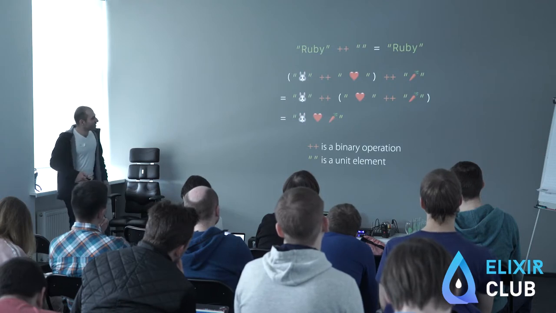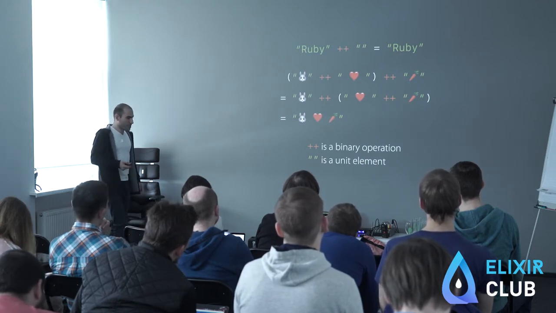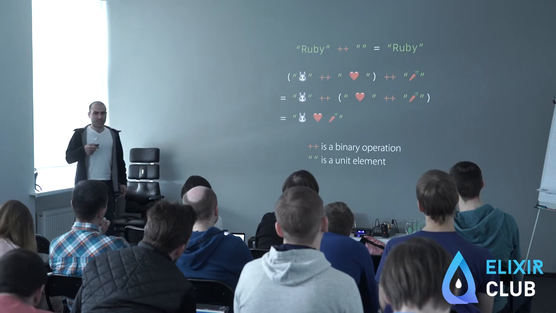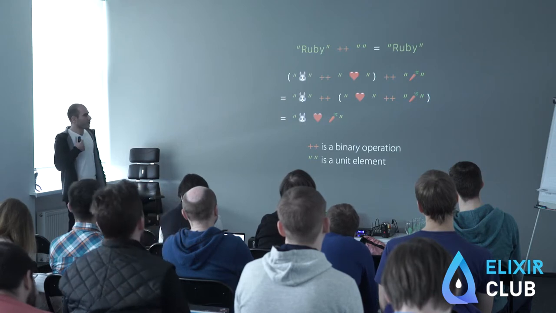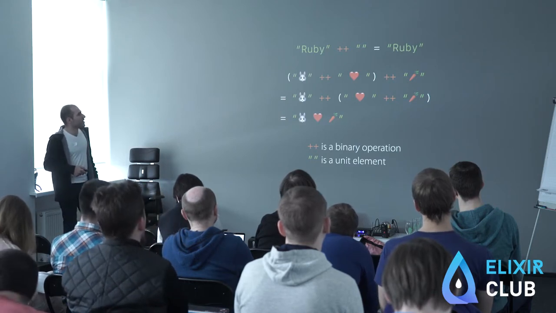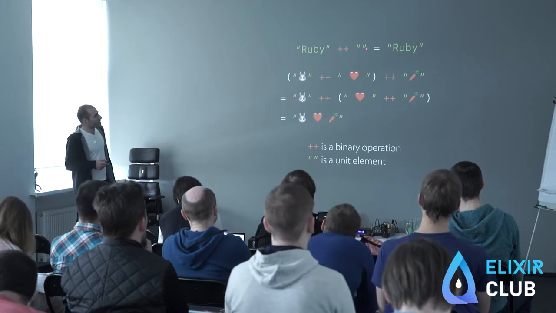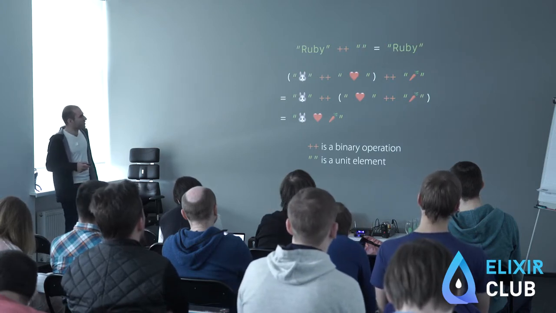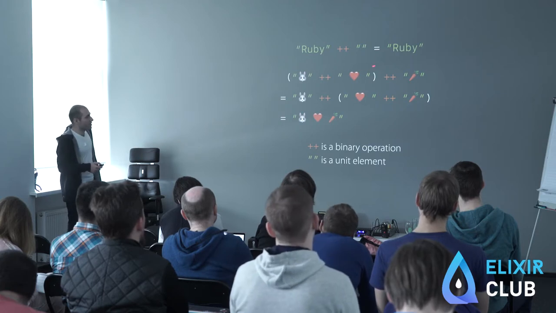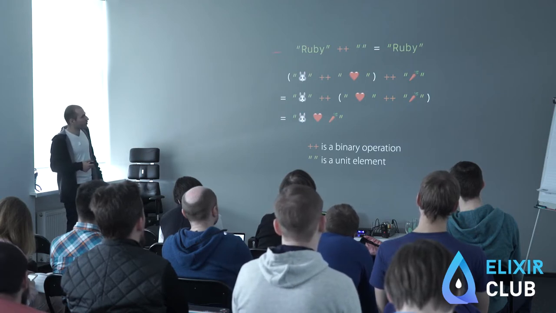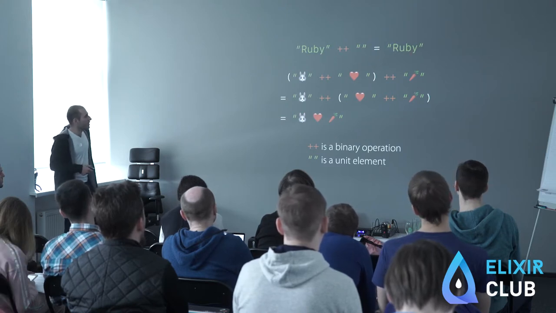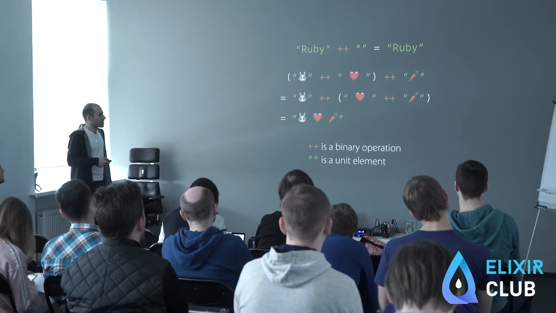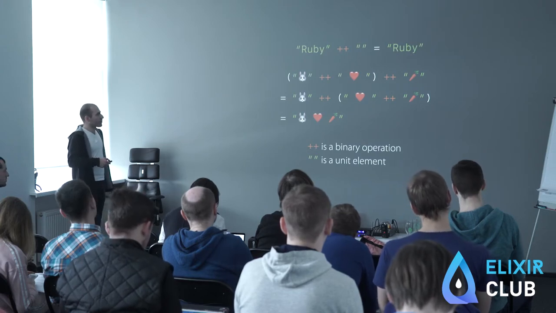This is helpful. So strings are actually monoids. If we take string and concatenation as a binary operation, these two things together will form one of the very basic monoids. So the unit element is the empty string. And no matter how we concatenate any string with the empty string, we will get the original string. So Ruby concatenated with any number of empty strings will always give Ruby, right? And the second part is about the order of combination.